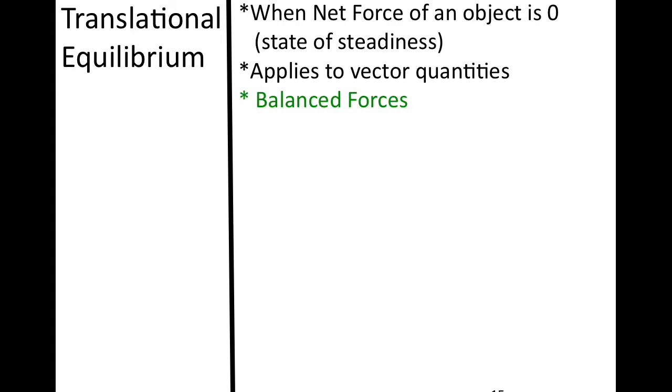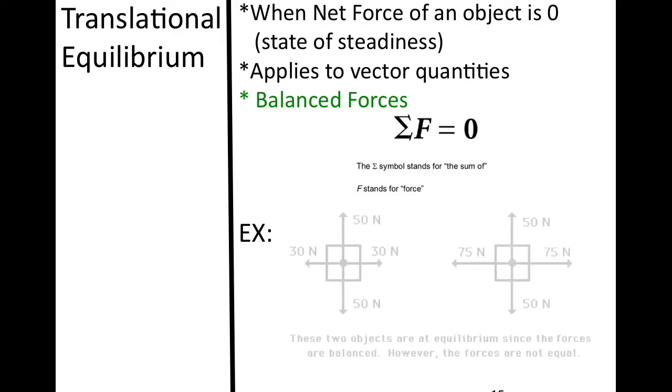Translational equilibrium. It is when the net force on an object is zero. It is also known as the state of steadiness. It applies to vector quantities. It is a balanced force, or balanced forces. So what this means, signified by sigma F equaling 0, is that the sum of all forces equals 0. So when you have many forces acting on an object that equal 0, you have translational equilibrium.